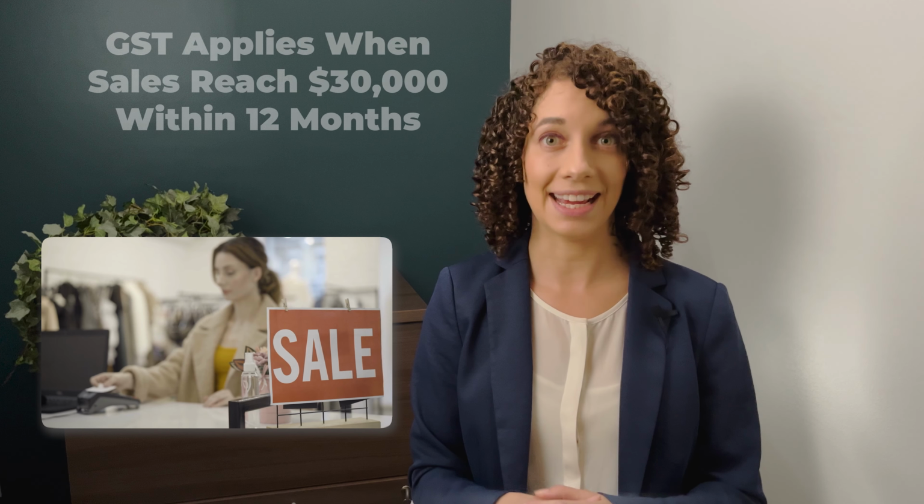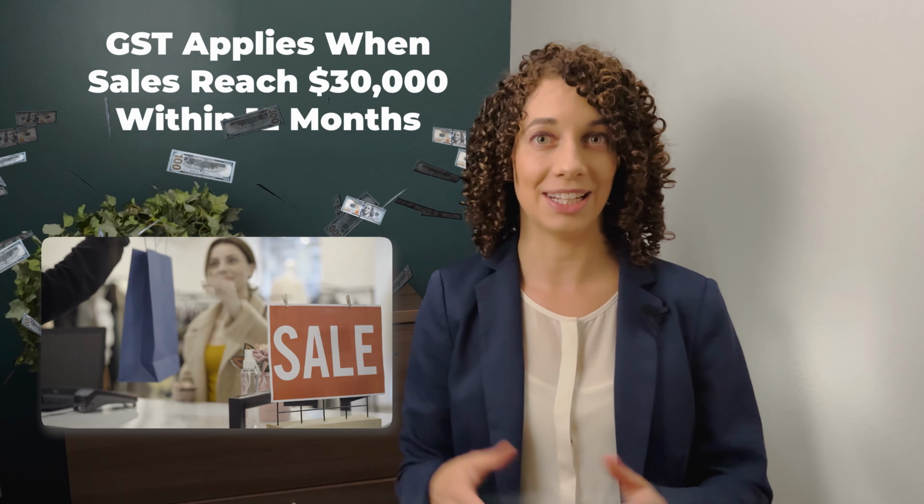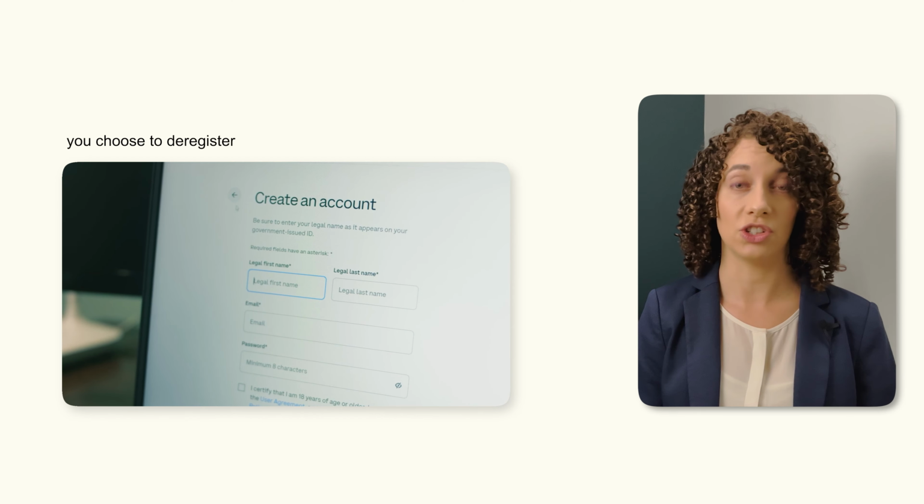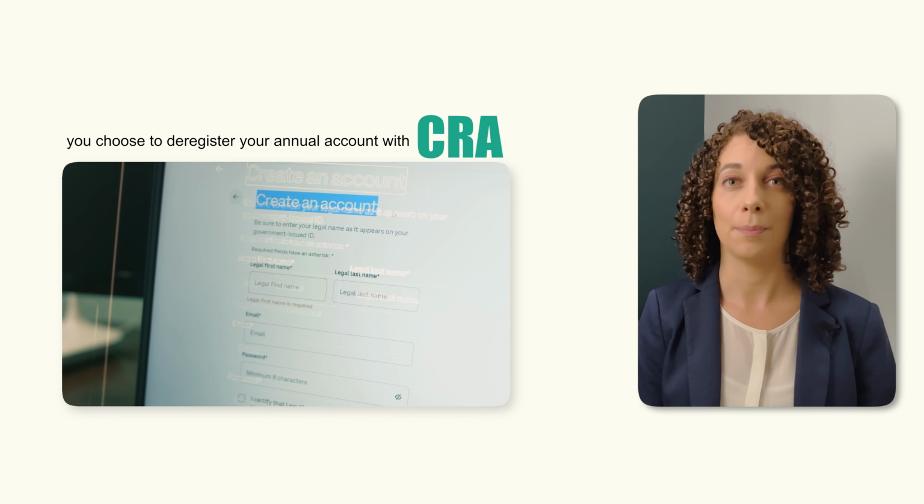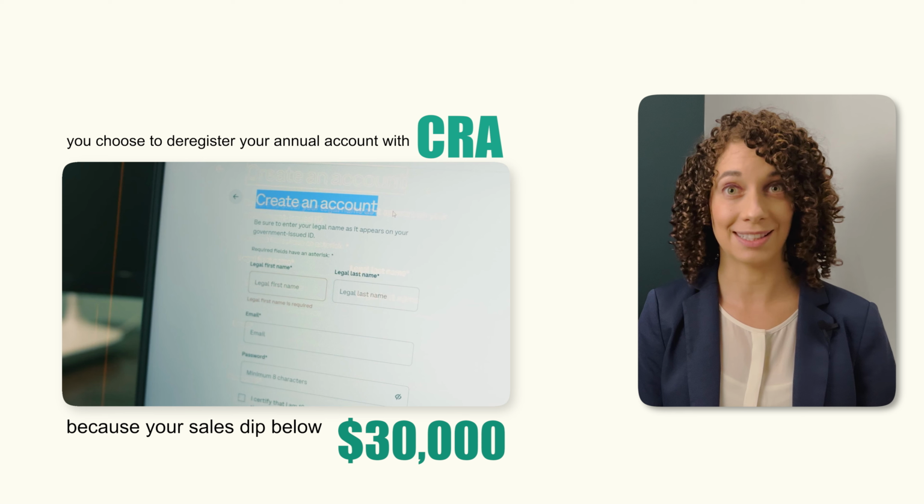But to protect yourself in the meantime, know that GST HST usually kicks in when your total sales or money earned exceeds $30,000 in a 12-month period. Once this occurs, you will need to register with the CRA and begin collecting and remitting GST HST. You need to collect and remit GST HST continually going forward until your business closes or you choose to deregister your account with the CRA because your sales dip below $30,000. For more information on GST HST, be sure to check out our other videos.